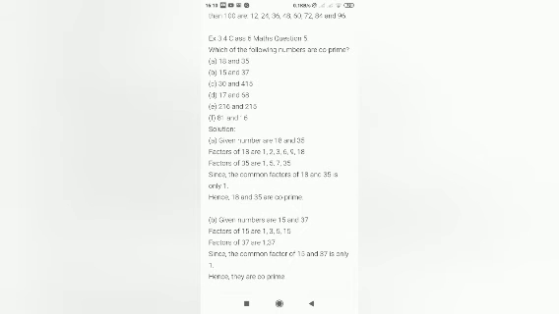See B question is 15 and 37. 15 के factors क्या हैं? 1, 3, 5 and 15. 37 के 1 and 37 because 37 itself is a prime number. दोनों में common क्या है? 1. So hence 15 and 37 they are co-prime numbers.